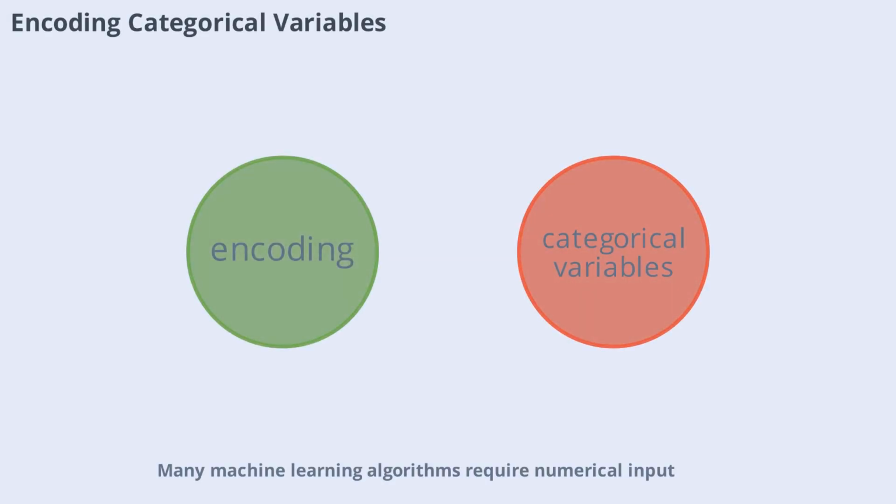Many machine learning algorithms require numerical input, so categorical variables must be converted into numbers. This process is called encoding. Common methods include one-hot encoding and label encoding. Choosing the right encoding method depends on the nature of your data and the algorithm you plan to use. Proper encoding ensures your models can interpret categorical information correctly, leading to better performance.